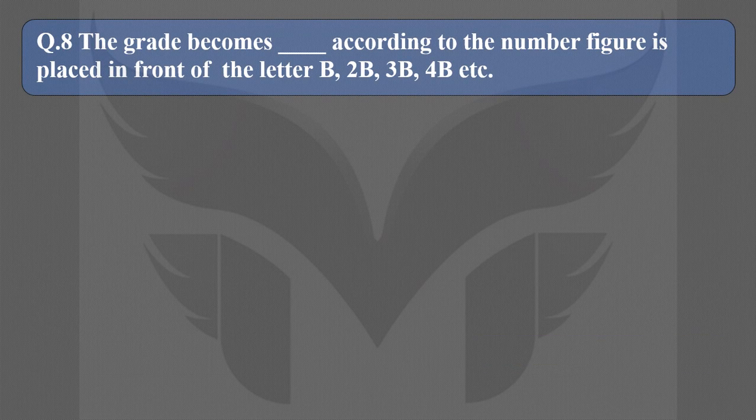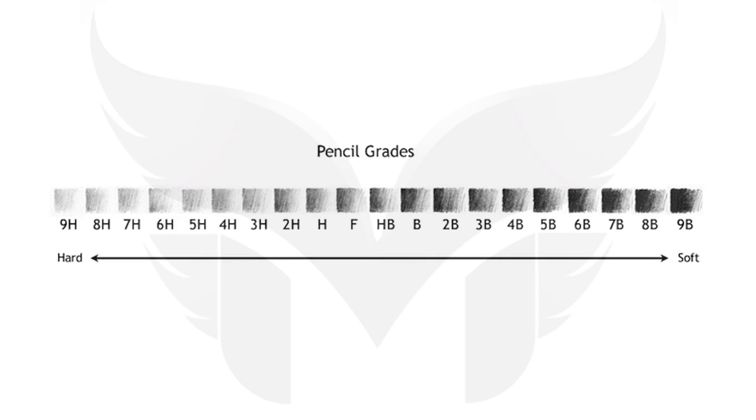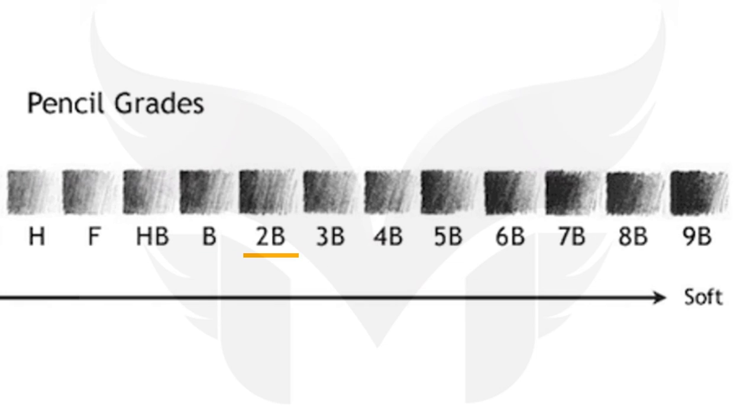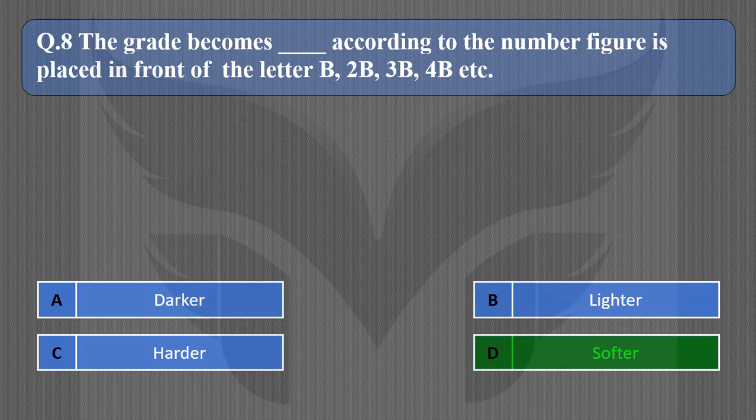Next question. The grade becomes dash dash according to the number placed in front of the letter B: 2B, 3B, 4B, etc. And here are the options. Once again, let's have a look at the previous picture. And from this, we can see that from B, 2B, 3B and so on, the grade becomes softer. However, the shade also becomes darker. But the grades are defined by hardness and softness, not lightness and darkness. So the correct option is D, that is softer. Moving on to the next question.